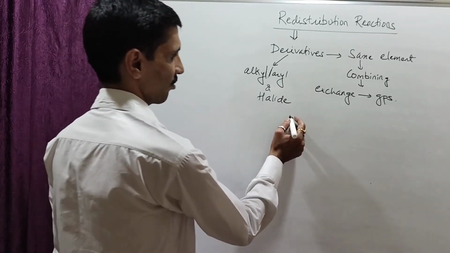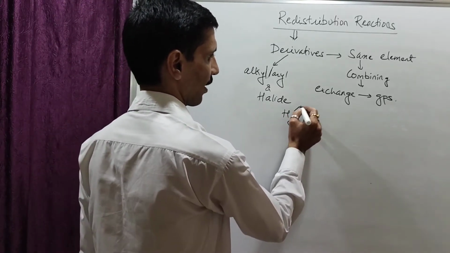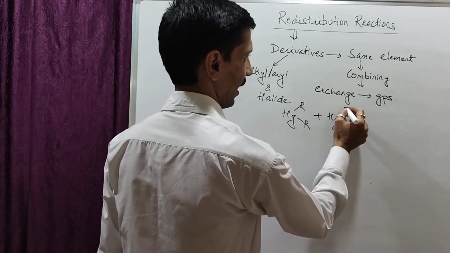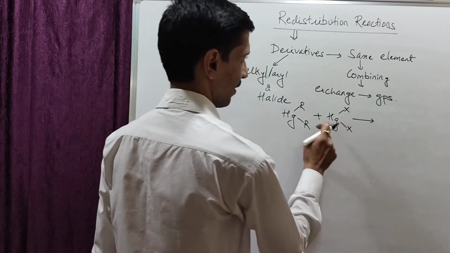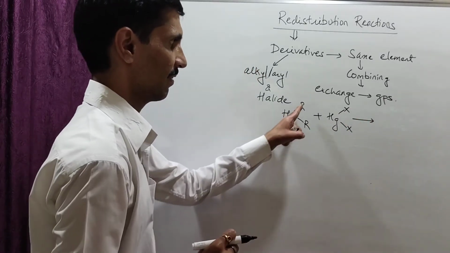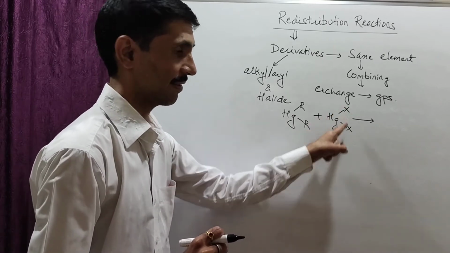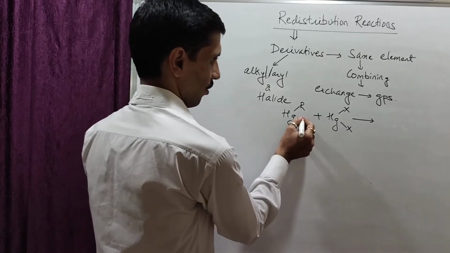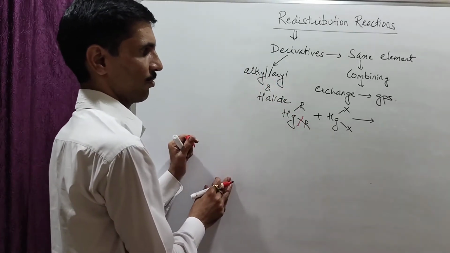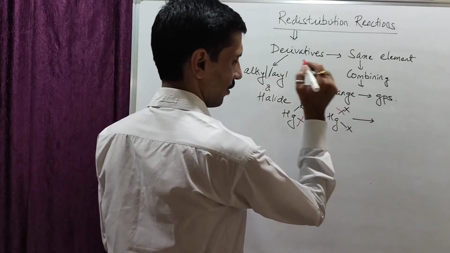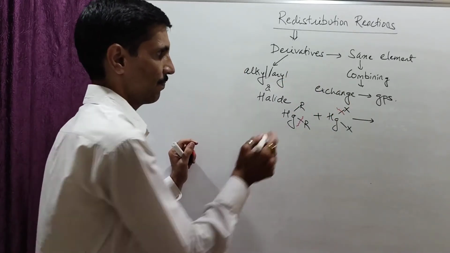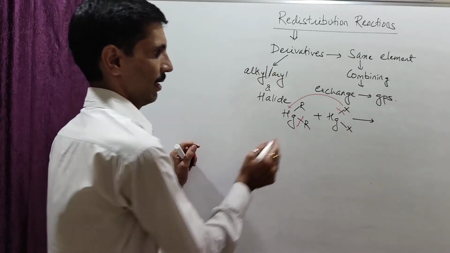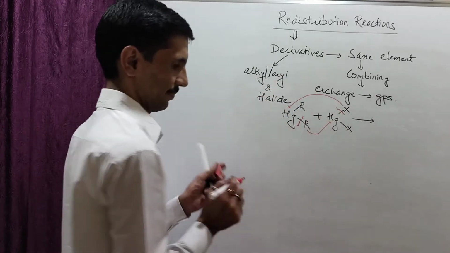So let us take the first example, and that is HgR2. I'll write it down in this manner so that you understand this very well, with HgX2. Same element, mercury. This is an alkyl or aryl derivative. This is a halide derivative. Now see what happens: one of the bonds of the Hg and the R is going to break. One of the bonds of the Hg and the X is going to break. Okay? The X will come to this mercury. The R will go to this mercury.